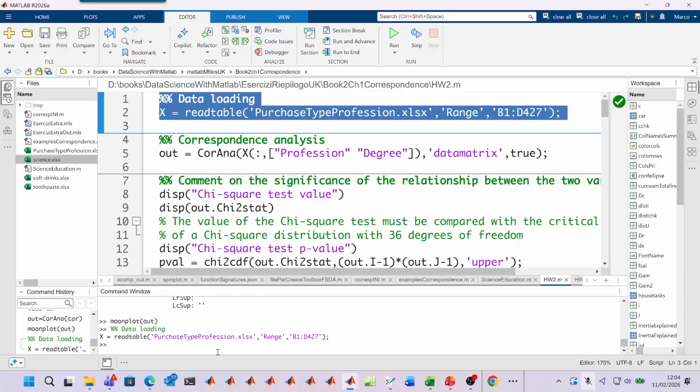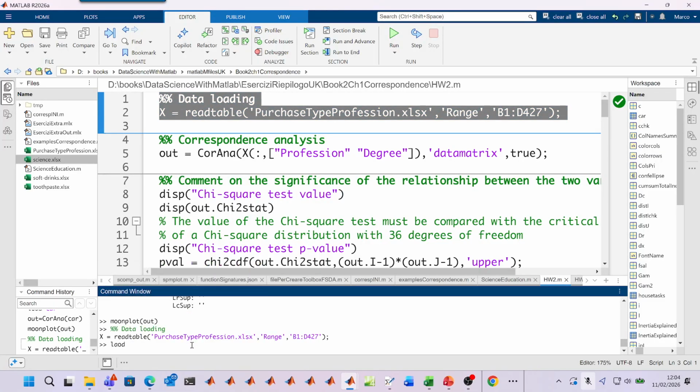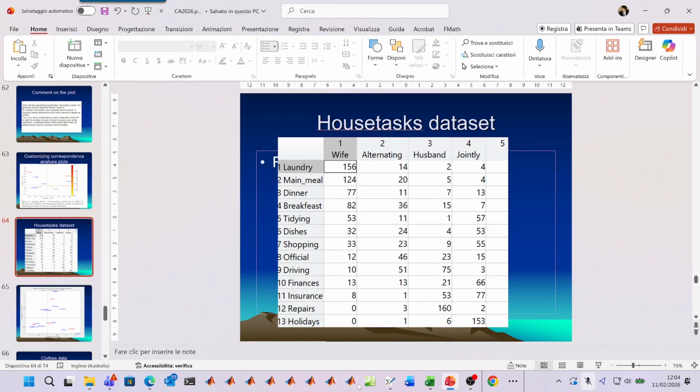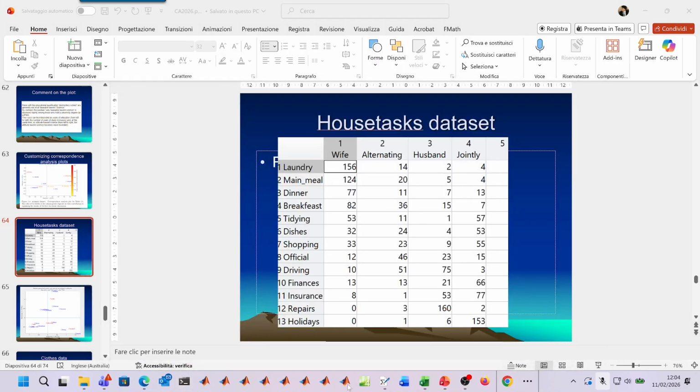House task dataset. This is a dataset that is... I cannot stand that the auto-completion does not work, therefore I will have to relaunch MATLAB.